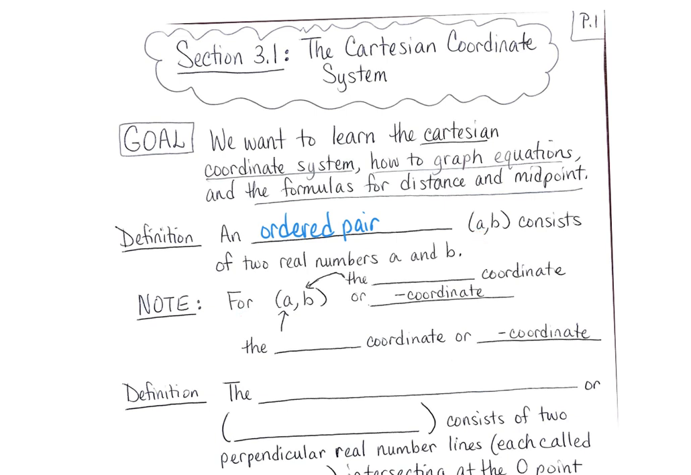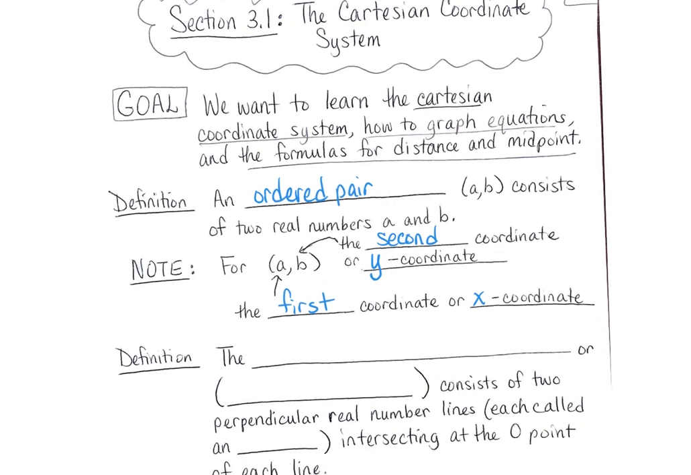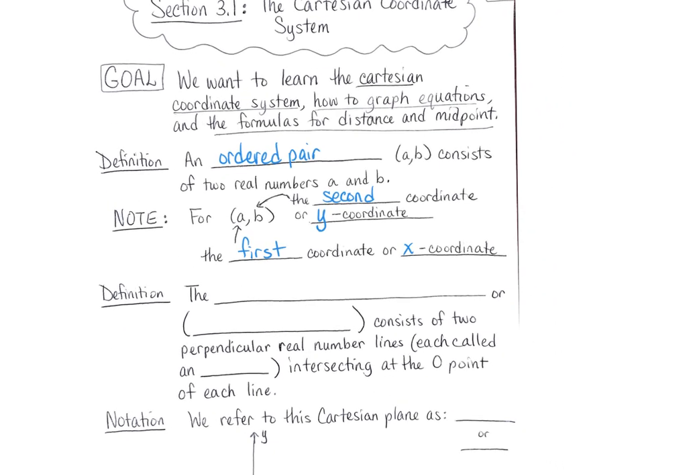So for this ordered pair where you have real numbers a and b, a is called the first coordinate or your x coordinate. b is called what? Do you remember? The y coordinate, good. Or instead of the first, it's the second, good. So now we know how to identify our coordinates in an ordered pair. So let's define the system that we're talking about.